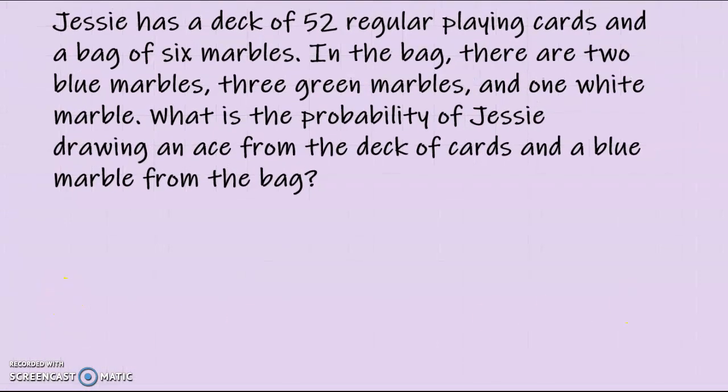Let's look at another example here. Jesse has a deck of 52 regular playing cards and a bag of 6 marbles. In the bag, there are 2 blue marbles. Let's see if we can draw the bag of marbles he has. He has 2 blue marbles, 3 green marbles, and 1 white marble. Well, I don't have a white marker, so I'll just do that.